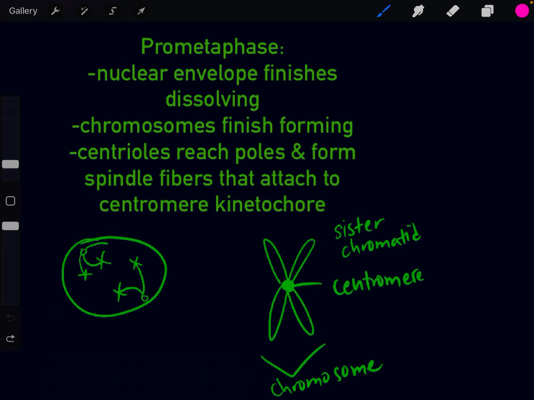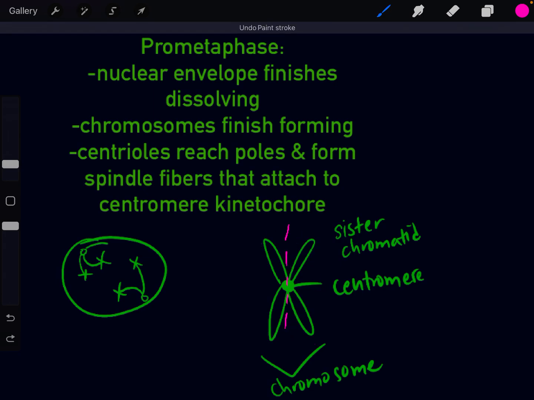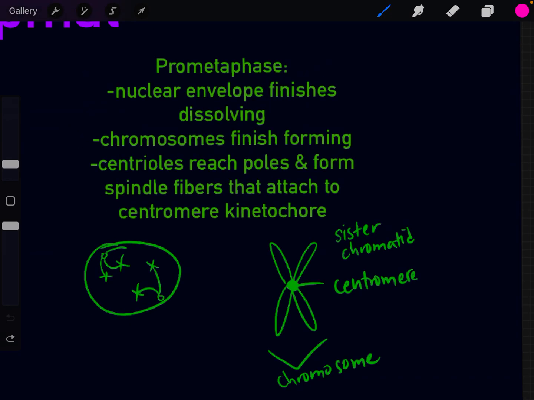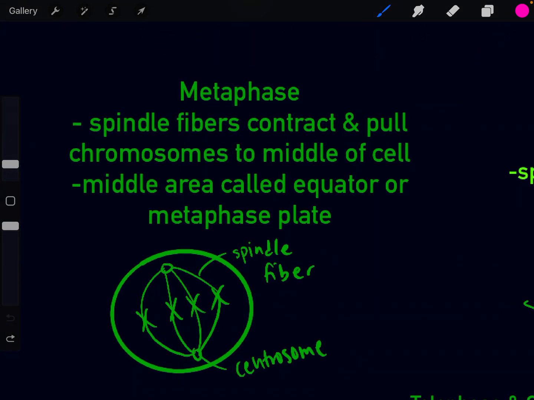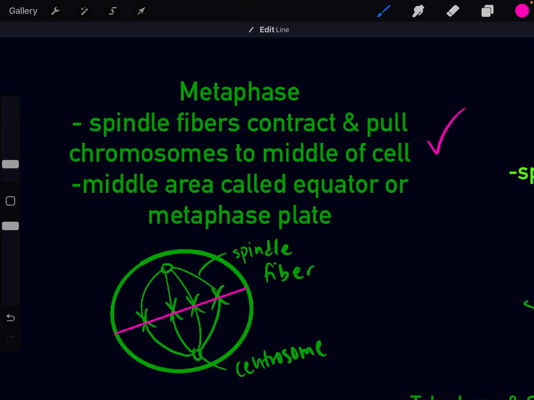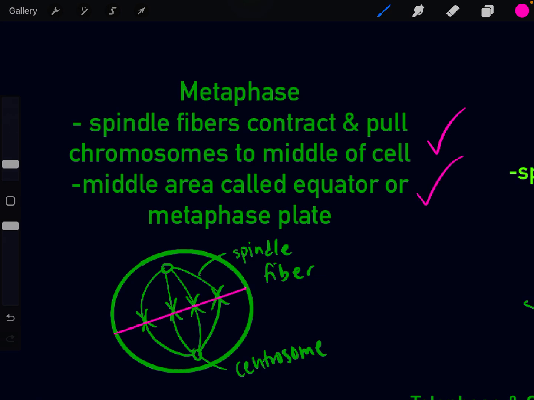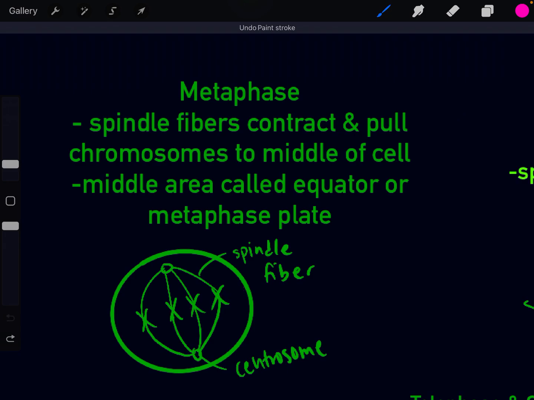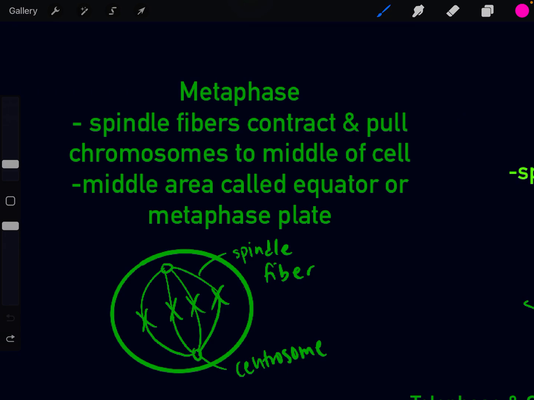And in a chromosome, here we can tell it's duplicated because we have not one sister chromatid, but two sister chromatids. And the sister chromatids are identical. So if you were to split a chromosome into two, you'll have two sister chromatids in this chromosome. And then after prometaphase, you have metaphase, which is where spindle fibers contract and pull chromosomes to the middle of the cell. And the middle area, so if I were to draw an invisible line in the middle of a cell, the middle area is called the equator or the metaphase plate. So now think M for middle.